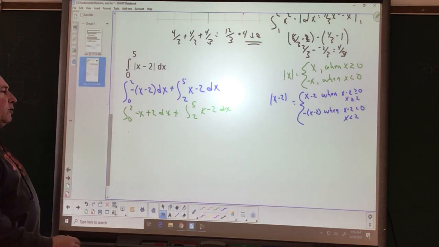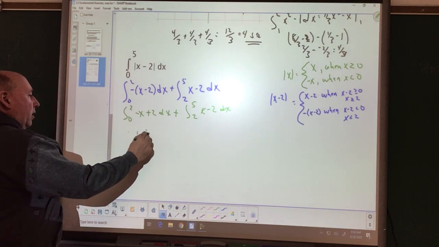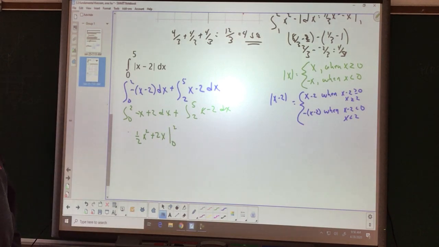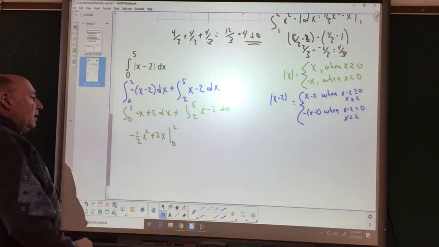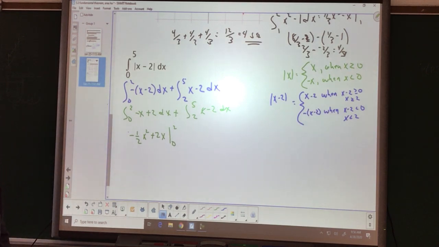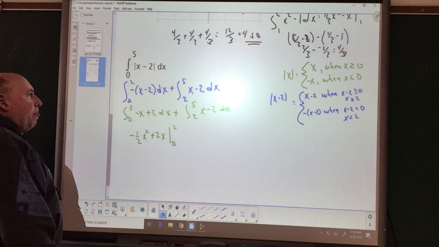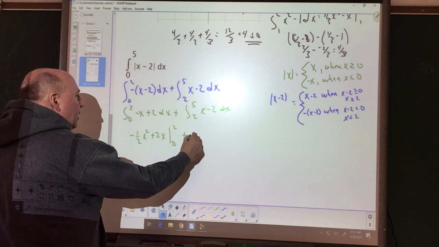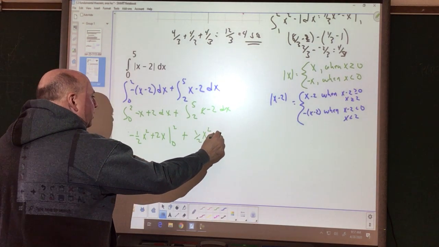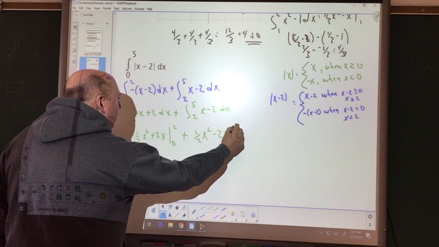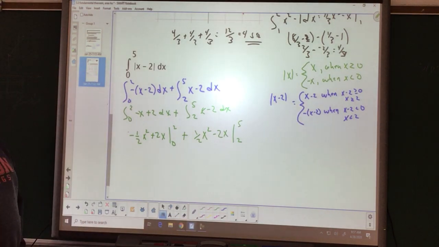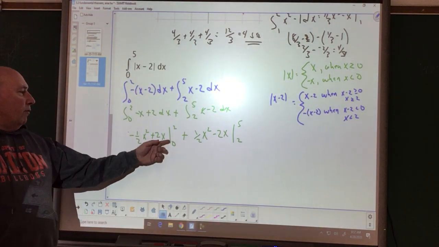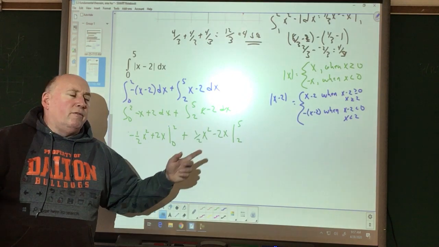Taking our antiderivatives, we have 1/2 x squared plus 2x that we have to evaluate from 0 to 2. Sorry, we lost a negative there. Negative 1/2 x squared plus 2x. Plus the antiderivative of x minus 2, which is 1/2 x squared minus 2x, that I have to evaluate from 2 to 5. So we have two different antiderivatives that we have to evaluate here. One from 0 to 2 and one from 2 to 5.